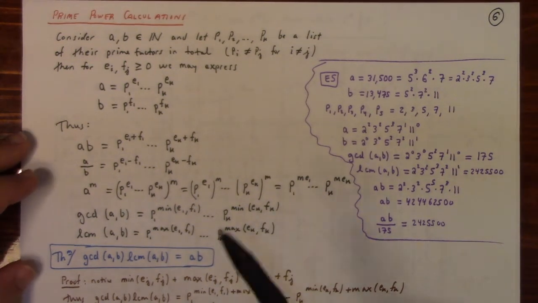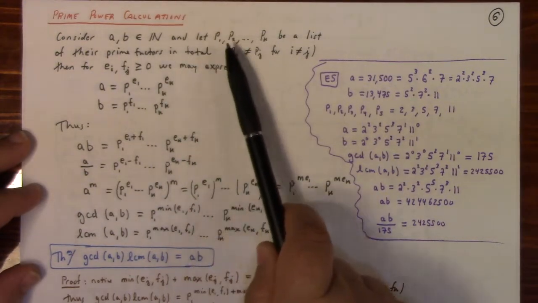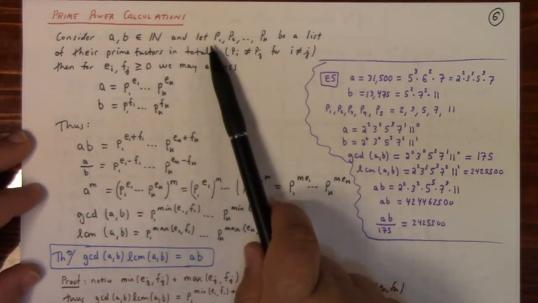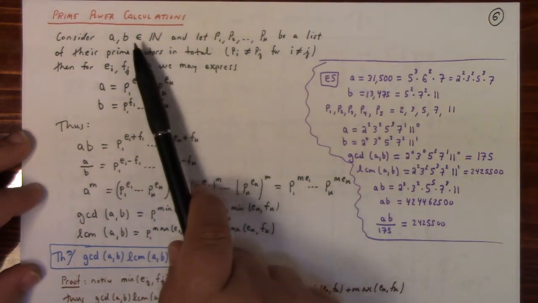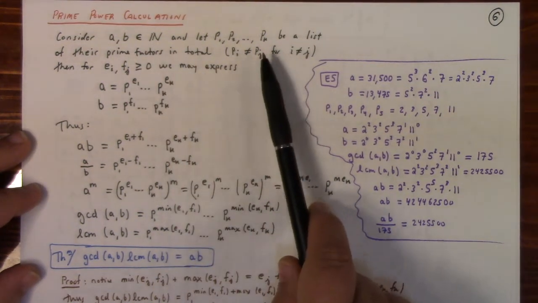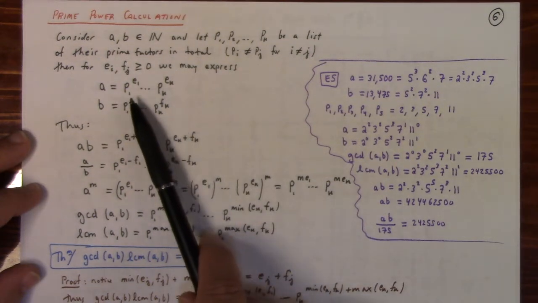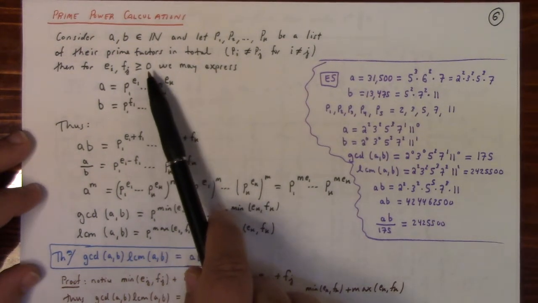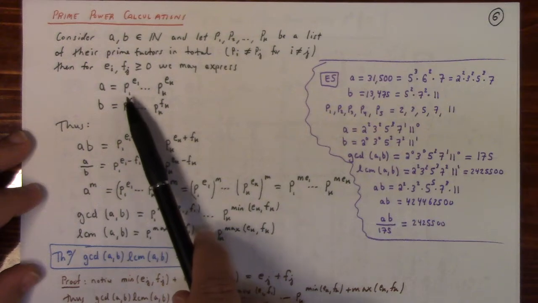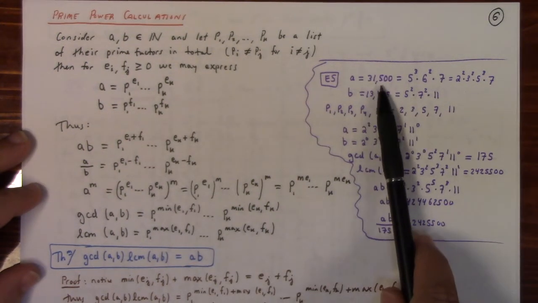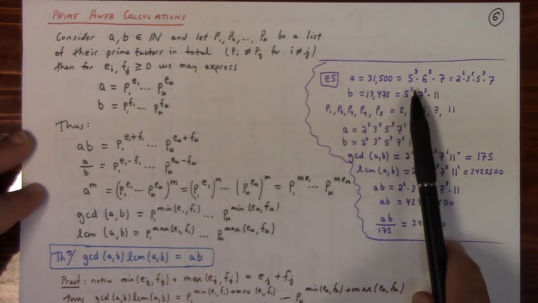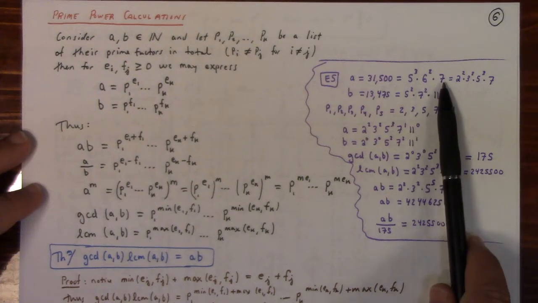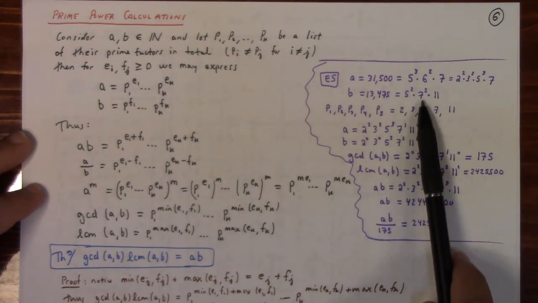So, if we have numbers a and b, then we can make a list of p1 through pk to be a list of the distinct prime factors in a and b taken together. And here we're allowing the power to be 0. In other words, here's my example. So 31,500 is A. 13,475 is B. So 5 cubed, 7. 5 squared times 7 squared times 11.